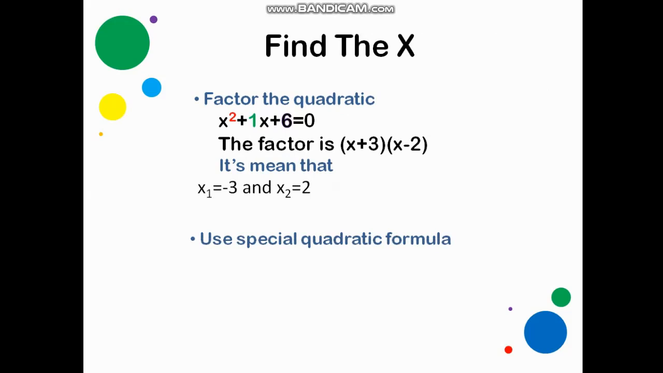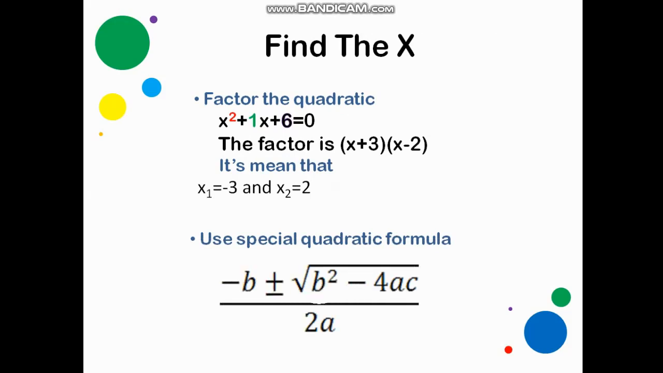Find the x. Factor the quadratic. x squared plus x minus 6 equal to 0. The factor is x plus 3 times x minus 2. It means that x is minus 3 and x is 2. Use the quadratic formula: minus b plus or minus root of b squared minus 4ac, all over 2a.